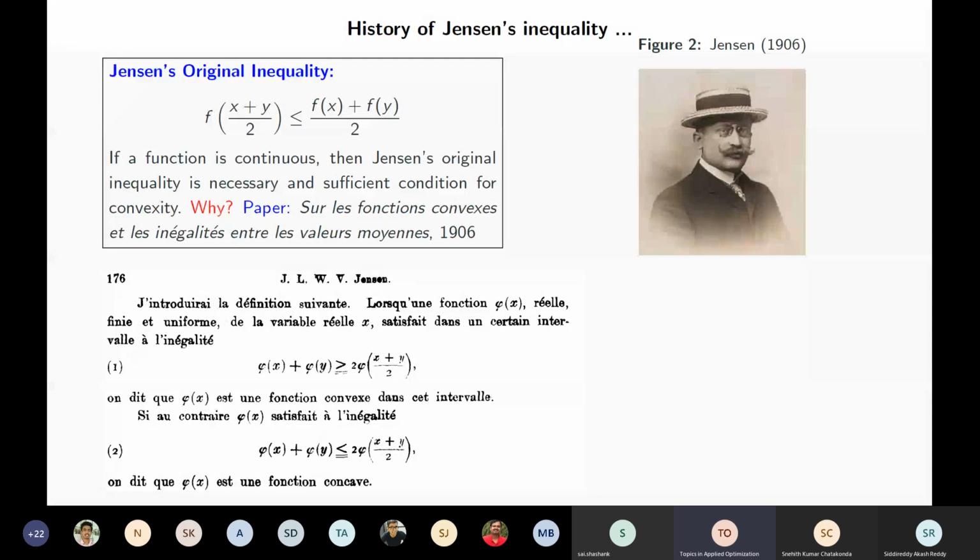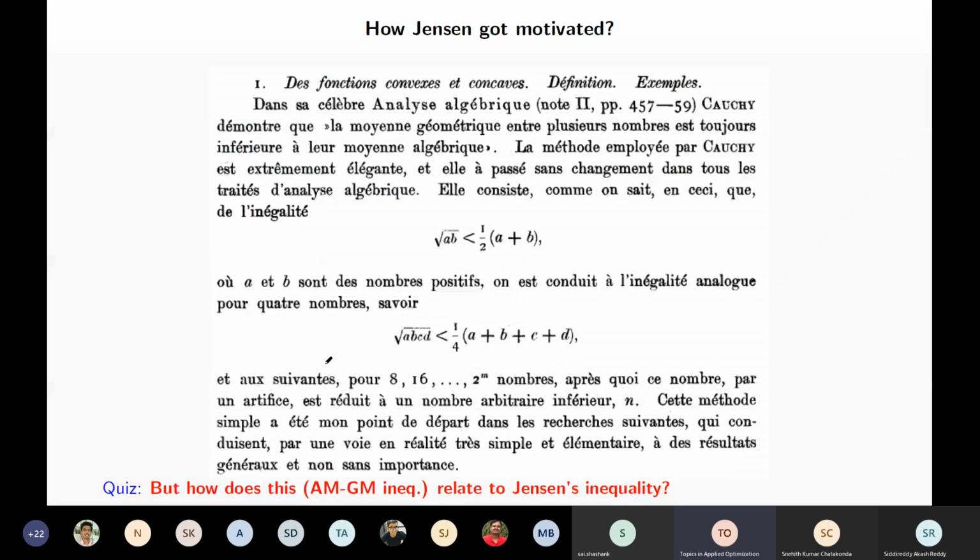So these are the results that we find from his paper where he described his results, which we see in this form. So it's written in French, and he says that, so how did Jensen get motivated? Well, he got motivated when he was trying to prove some inequality. For instance, one inequality that we know is that geometric mean is less than or equal to arithmetic mean.